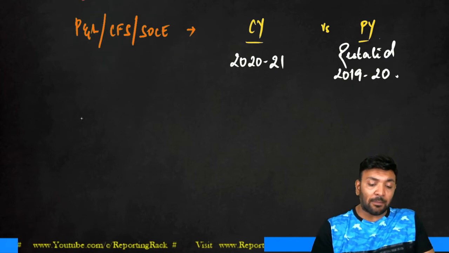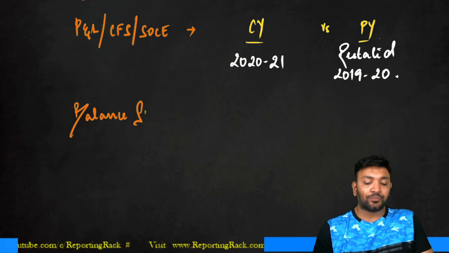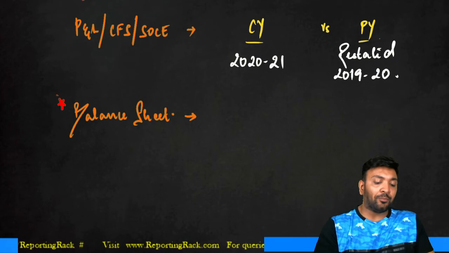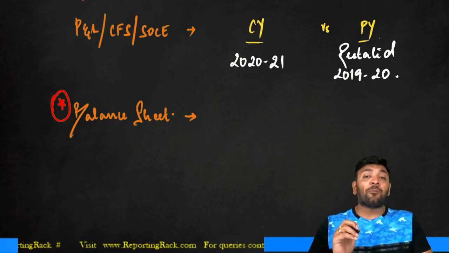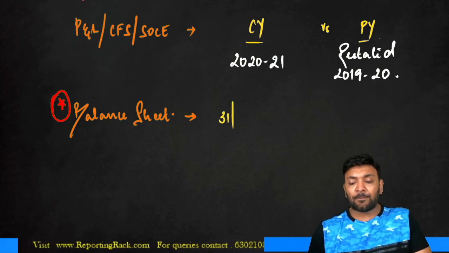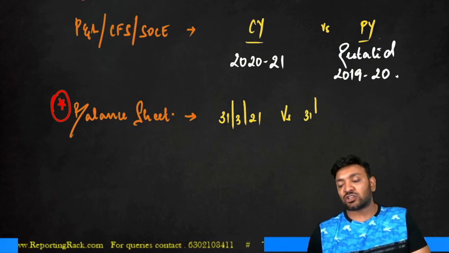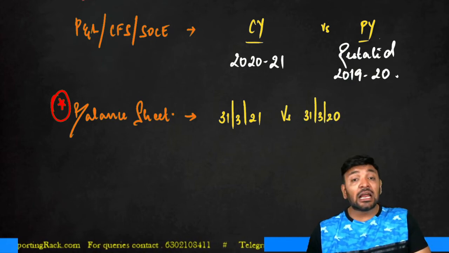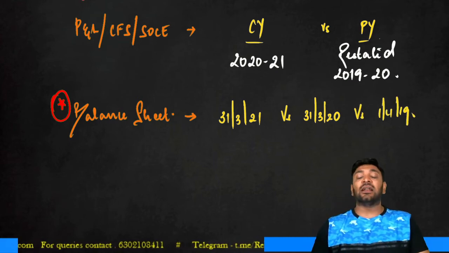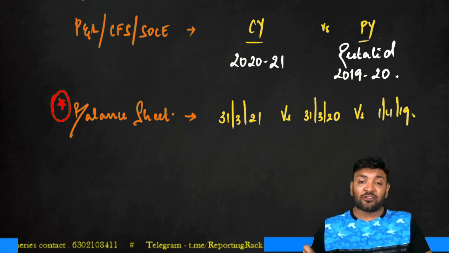But when I talk about the balance sheet, this is where the most important logic lies. Instead of presenting only two balance sheet dates as comparatives, where I'll compare 31st March 2021 compared with 31st March 2020, here I will add one more, which is 1st April 2019, that is the beginning of the previous year in which the change in accounting policy was given effect to.